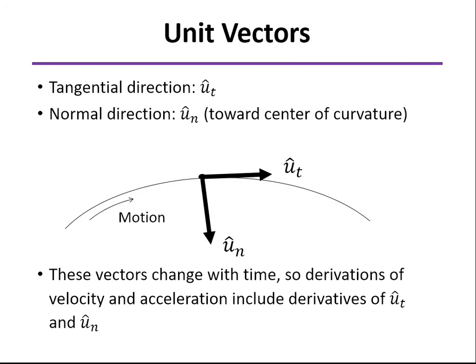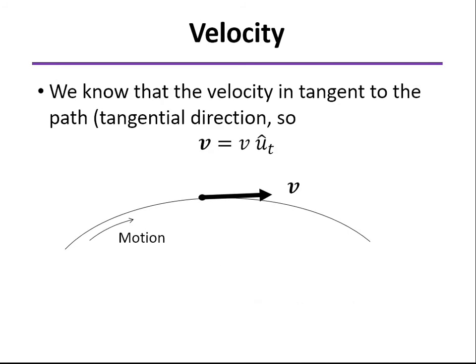Unlike the i and j that we used in the rectangular components, these vectors are going to change with time, so we have to find the derivatives of the velocity and acceleration. We're also going to have to take derivatives of these two unit vectors. We do that in class, but we won't repeat that here.